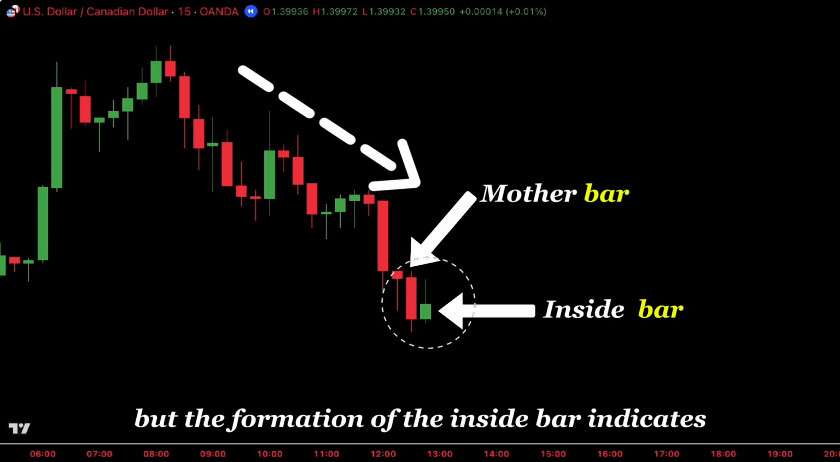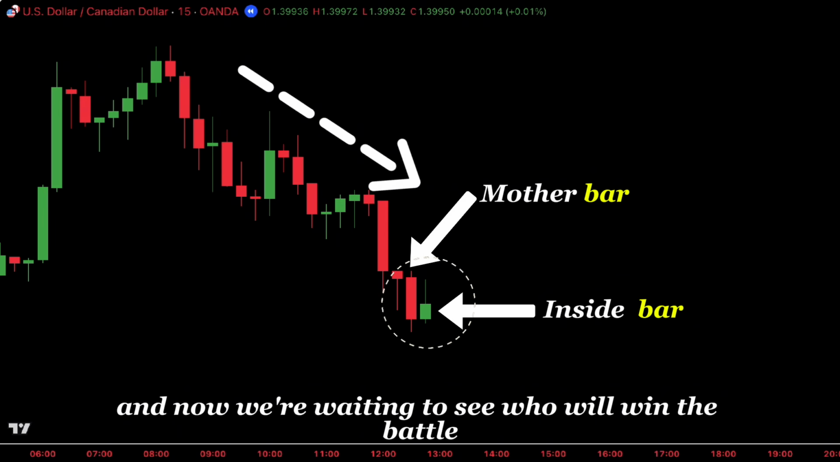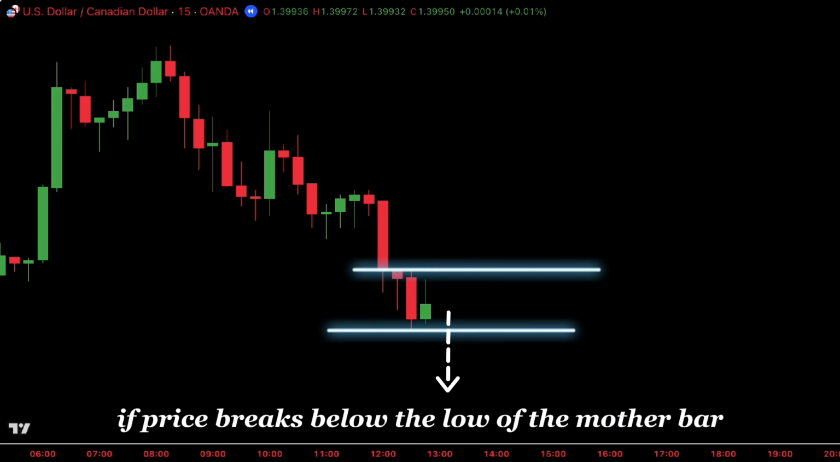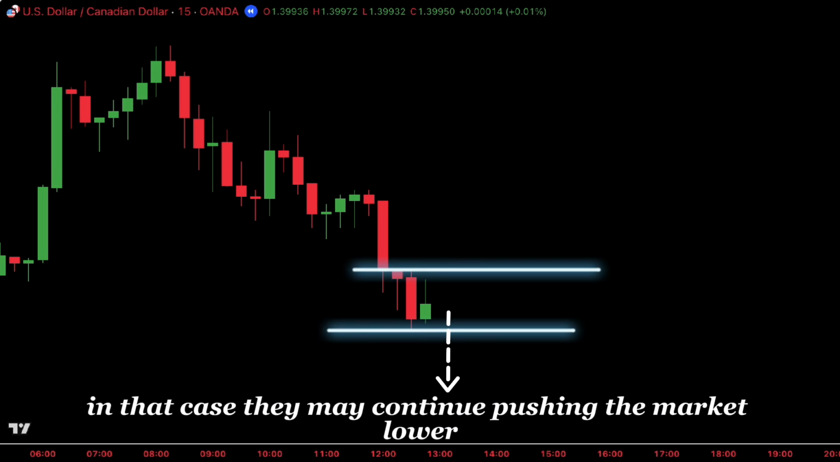But the formation of the inside bar indicates indecision. The market has basically entered a pause, and now we're waiting to see who will win the battle between buyers and sellers. If price breaks below the low of the mother bar, it tells us that sellers have come out of this indecision phase and regained control. In that case, they may continue pushing the market lower.